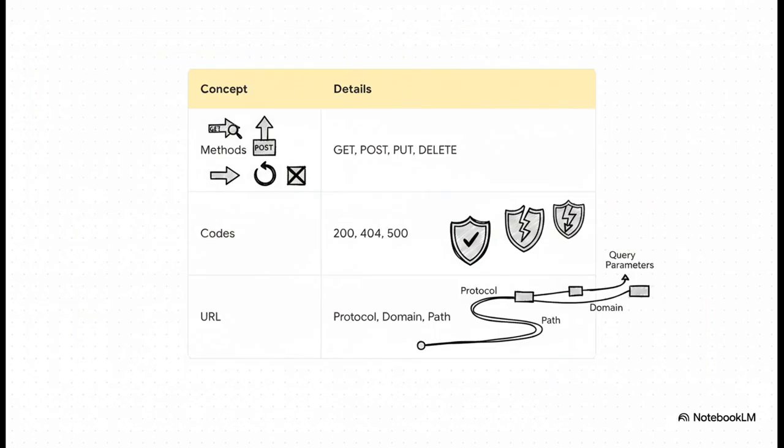Let's methodically break down the anatomy of one of these HTTP requests. First up, the methods. GET retrieves data, POST sends data, PUT updates data, and DELETE removes it. Simple enough, right? Then, when the server actually replies, it uses status codes. 200 means success, 404 means page not found, and 500 indicates an internal server error. To direct these specific methods, we use a very strict URL structure. You've got the protocol, the domain, the specific path, and the query parameters.